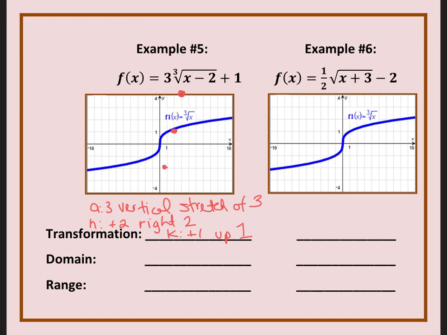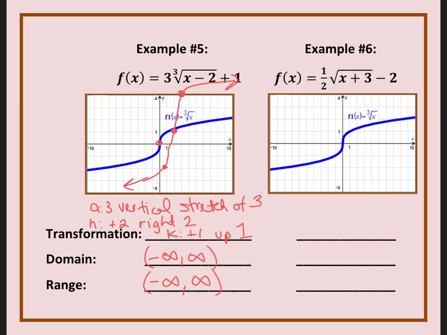I know it looks like a straight line, but it's not. So we're going to curve, curve, curve. And so it's not a perfect graph, but notice that it is completely stretched out. And notice that my centerpiece did move to the right 2 and up 1. The domain and range for cube roots never change. The domain and range are always going to be negative infinity to infinity. And I'll go ahead and write those in interval notation on this one.